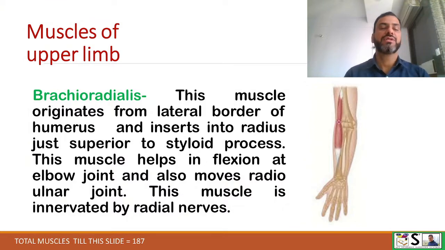Brachioradialis. This muscle originates from the lateral border of the humerus and inserts into the radius just superior to the styloid process. This muscle helps in flexion at elbow joint and also moves the radio-ulnar joint. This muscle is innervated by radial nerve.